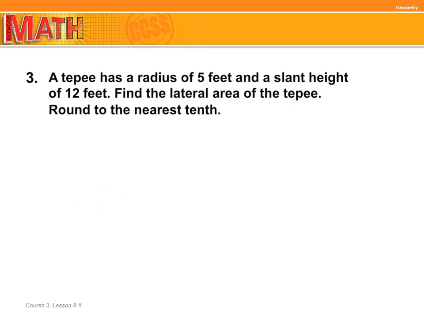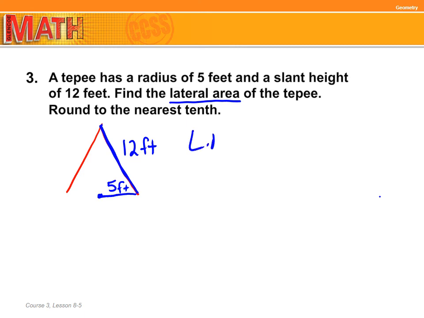Example 3. A teepee, let's draw a teepee here, has a radius of 5 feet. Draw my radius, 5 feet, and a slant height of 12 feet. Notice how I'm drawing this out to give me a visual representation of this teepee. Find the lateral area of the teepee. So we're just looking for the LA. Okay, so probably looking for how much material we would need to cover this teepee.